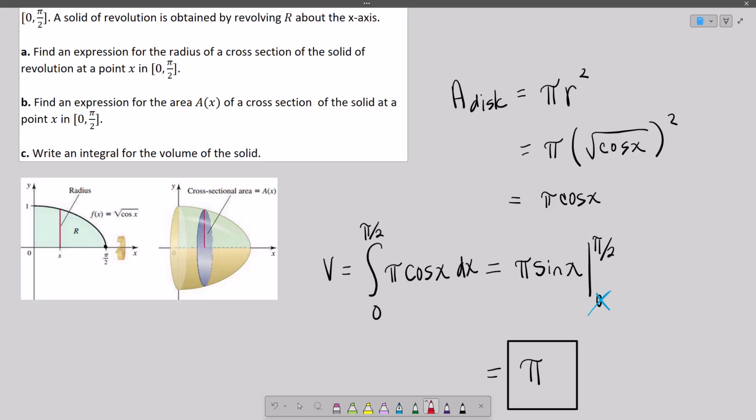So this right here is representing the area of the cross section. And this is going to be the thickness or the width. That makes sense?